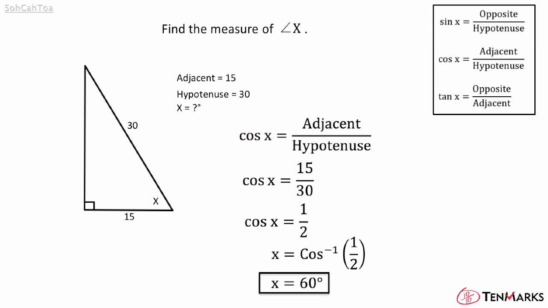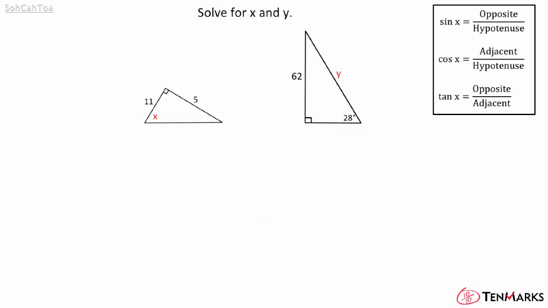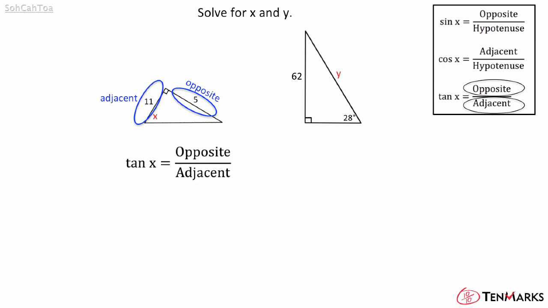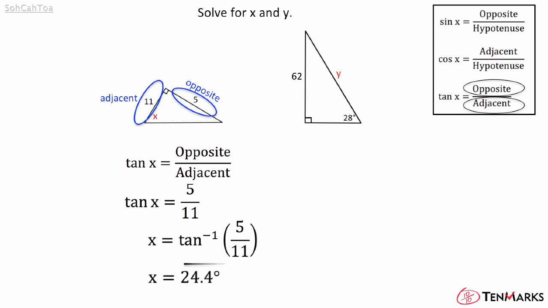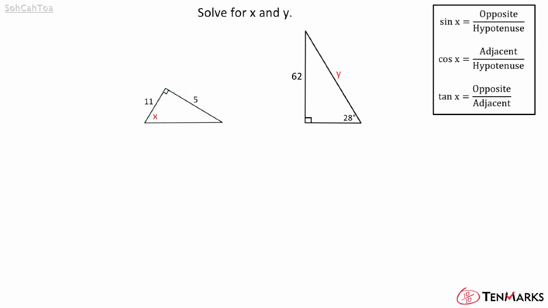Try another problem. Solve for X and Y. For X, you have the side opposite and the side adjacent. Looking at the list of trigonometric functions, the only one with both opposite and adjacent is tangent. Plug in 5 for the opposite side and 11 for the adjacent side. To get X by itself, take the inverse tangent of 5 over 11. To get X is equal to 24.4 degrees.